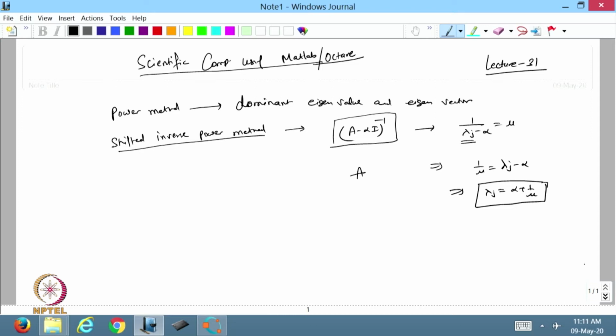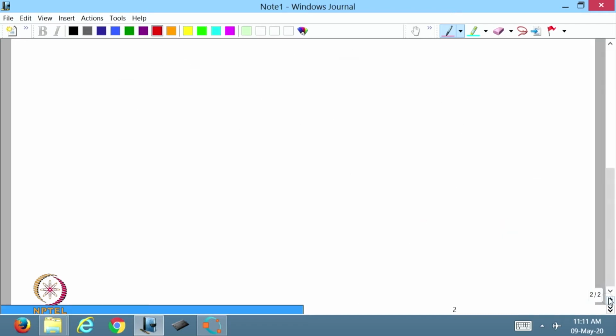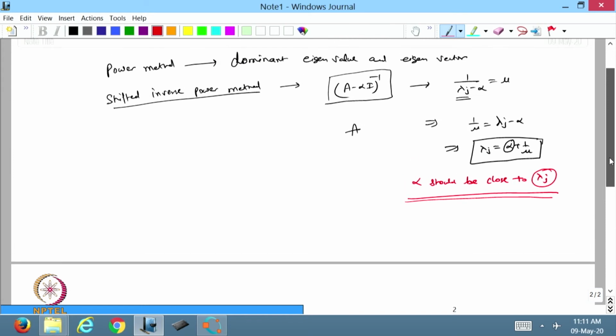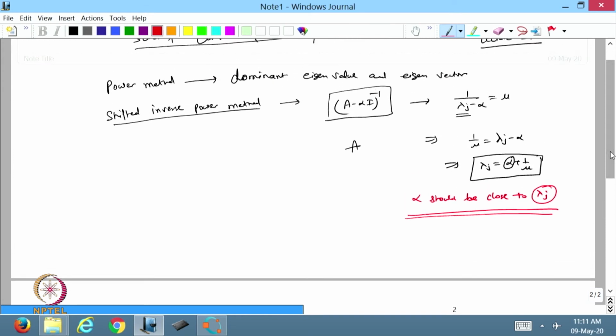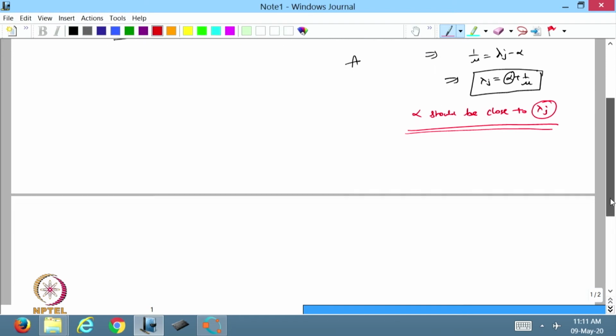Now, the question comes of how we can choose this alpha, because in the previous lecture we discussed that alpha should be close to lambda j, whatever eigenvalue we are finding. But we do not know what lambda j is. So, if we do not know lambda j, how can we choose alpha so that it is close to lambda j? This is another problem, and that will be taken care of by Gershgorin. But before that I just want to do one example.